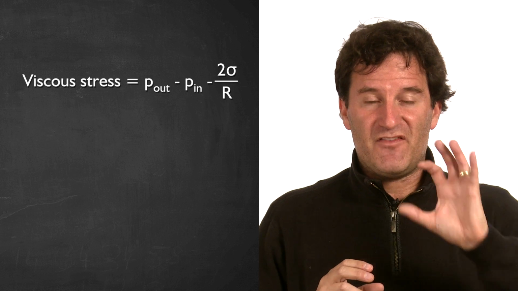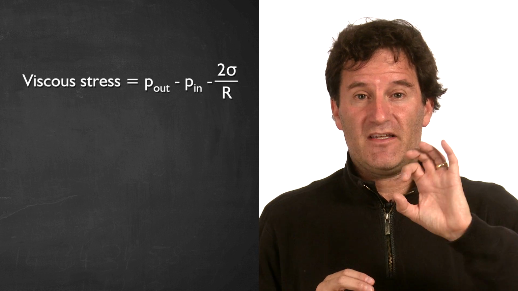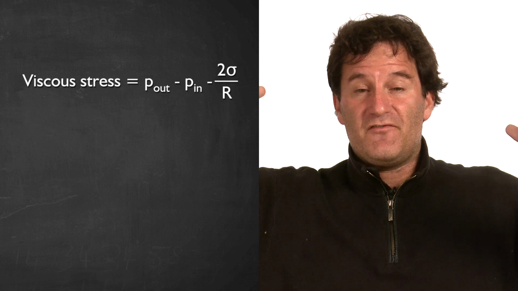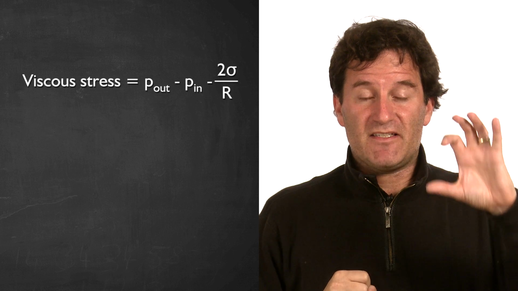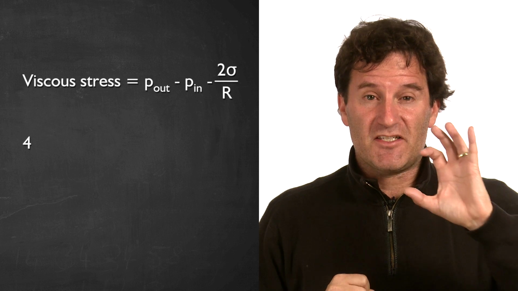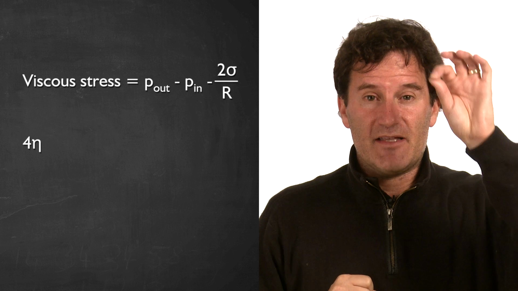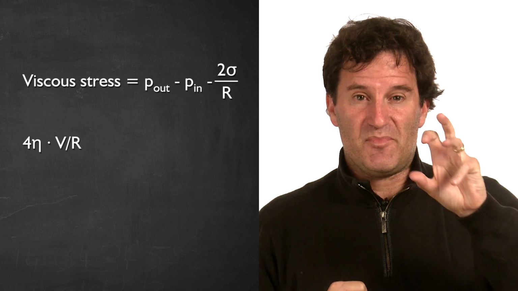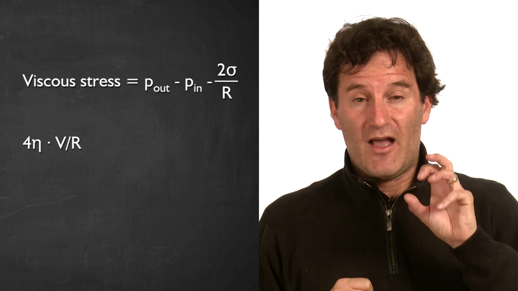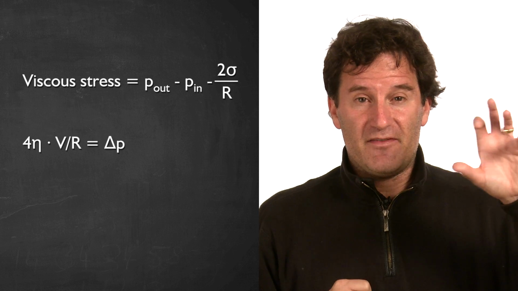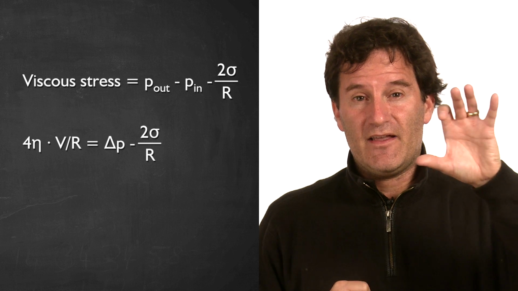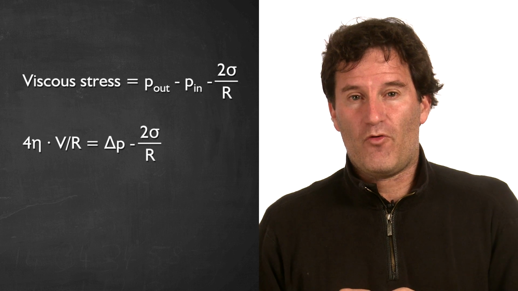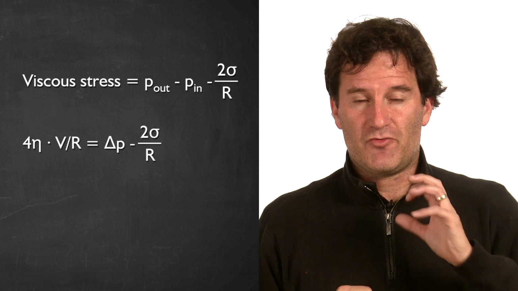And these words can be translated into symbols. If we say that the bubble has radius R, and is expanding at a velocity v, we can write the viscous stress as 4 times the viscosity eta that we talked about last week, times v over R. V over R you might recognize as being the shear rate that we talked about when we talked about viscosity. And so this formula, 4 eta times v over R, is really the viscosity times the shear rate, which you'll remember from 2 weeks ago, is the viscous stress.